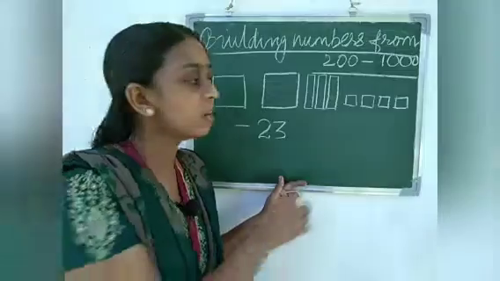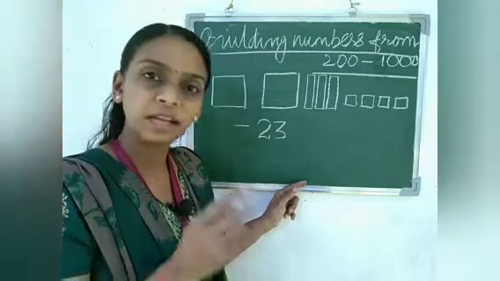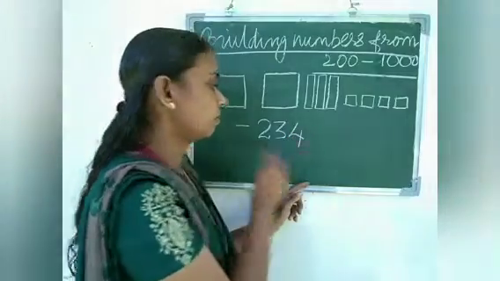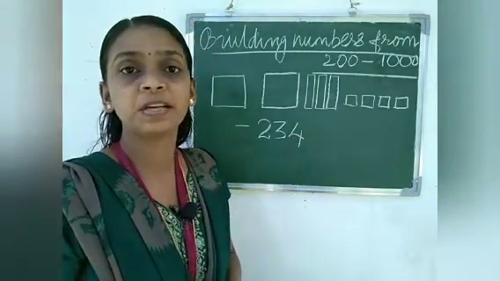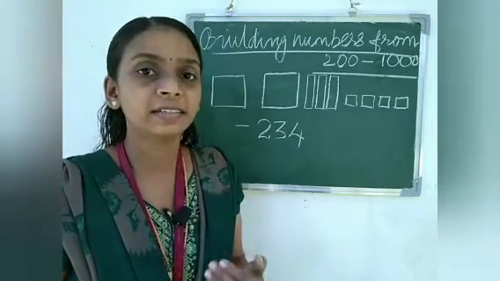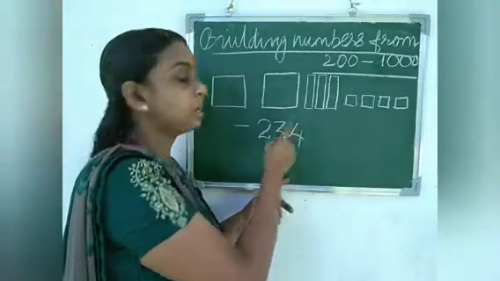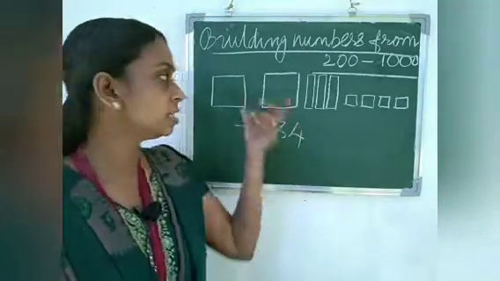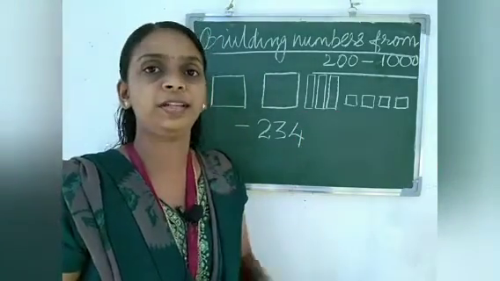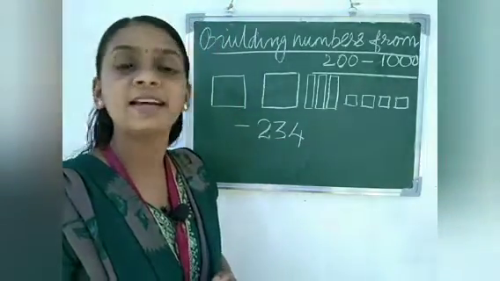And in the ones place, how many small squares did I draw? Yes, it is 4. So the number is 4. So what is the number I represented here? 234. Tell me all of you. So I represented the number 234 by this picture. That is, I drew 2 big squares in the hundreds place, 3 rectangle roads in the tens place and 4 squares in the ones place. So the number is 234.